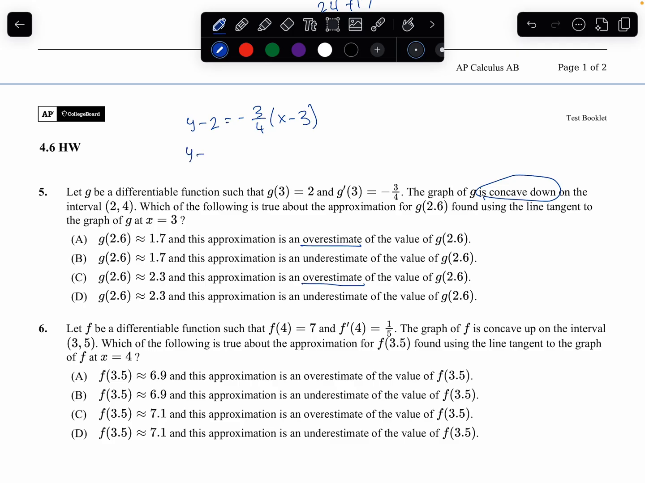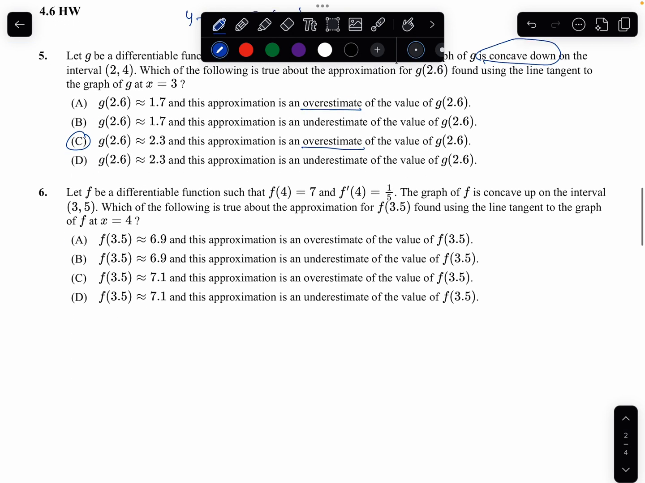So y minus 2 is equal to negative 3/4. If I plug in 2.6, I'm going to get negative 0.4 here. Okay. So negative 0.75 times by negative 0.4. And then if I add 2 to that, I get 2.3. So should be C right there.